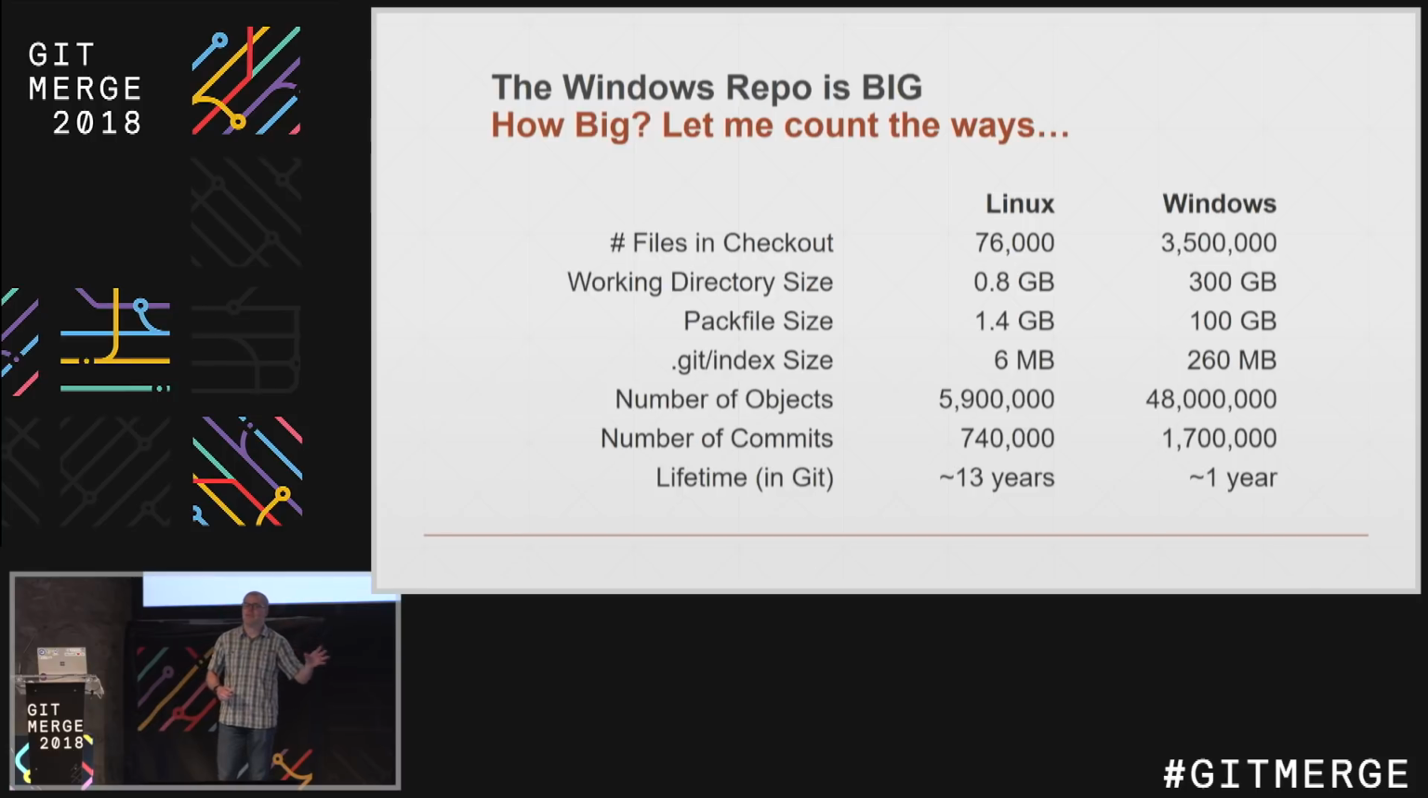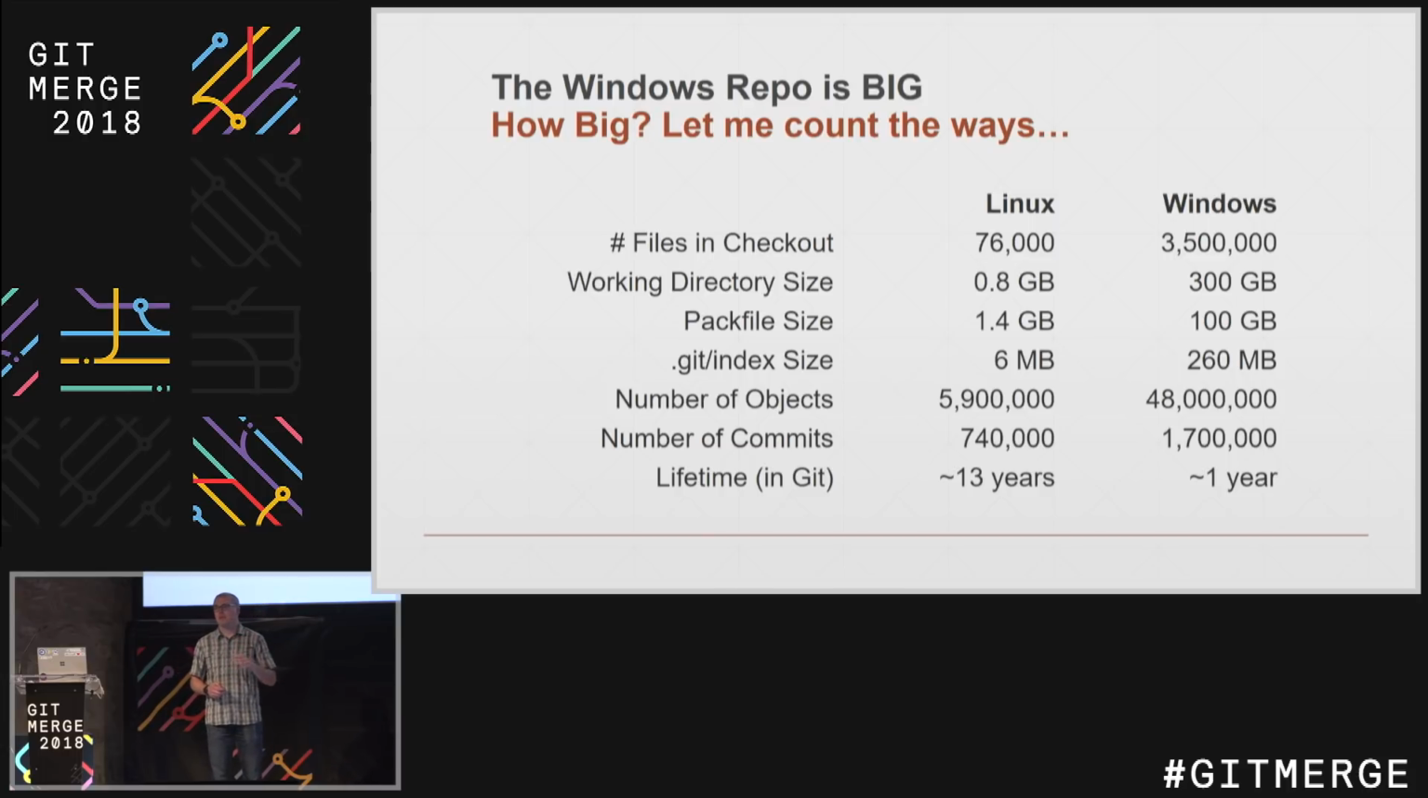That's all what GVFS was supposed to do by virtualizing that and not actually taking up that much disk space. But there's lots of other things that make the Windows repository big, and comparing it to what's normally the big repo of Linux, the Linux kernel, the few ones I want to point out is the .git/index file is a very important file. It helps hold your staging area, and it's 260 megabytes in the Windows repo, and that's a huge hindrance to us being able to do fast commands.